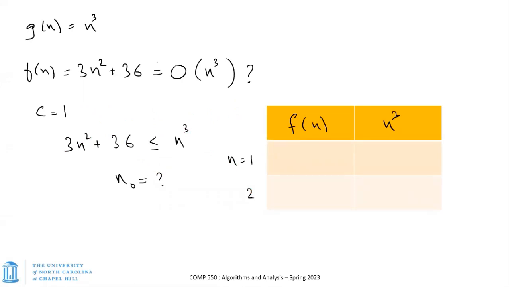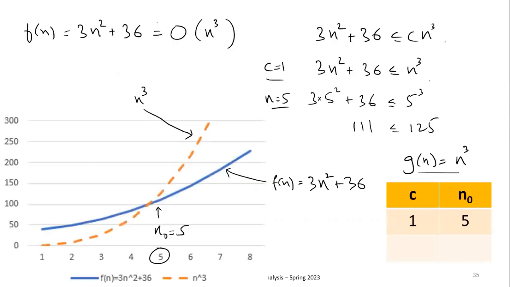Or the other way is that you could simply plot it. So I've plotted n cube over here, and I've plotted 3n squared plus 36, which is the same old function. And you can see that at some point between 4 and 5, these two cross over. If you put in the value of n is equal to 5, with c is equal to 1, you can clearly see that 5 cubed, which is 125, is greater than 3 times 5 squared plus 36, which is 111. So these two combinations would work.